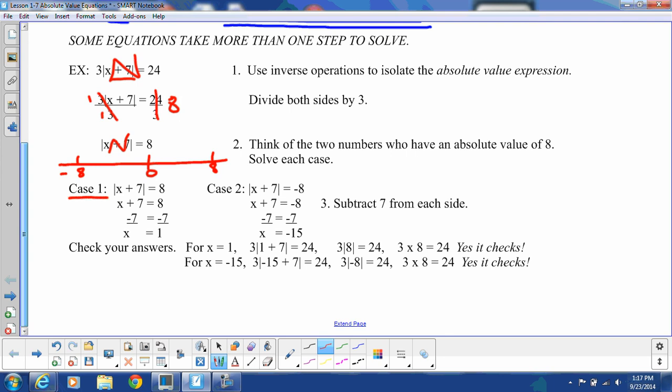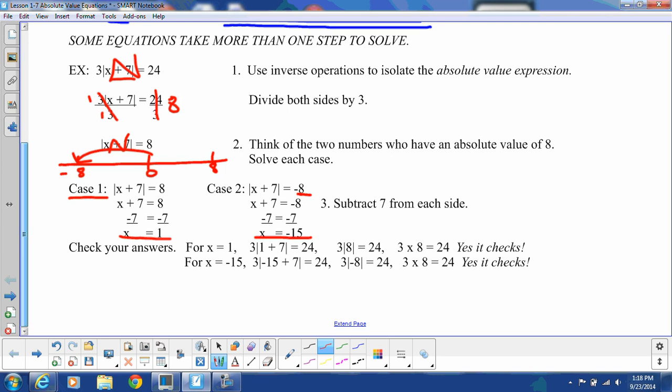In the first case, you set the absolute value of x plus 7 equal to 8. In the second case, you're going to set it equal to -8 because we're looking at the negative spot on the number line. Remove your absolute value signs, and you have x plus 7 equals 8, x plus 7 equals -8. We're going to solve these 2 simple equations by subtracting 7 from each side. For case 1, that gives you x equals 1. For case 2, -8 minus 7 is -15. You get x equals -15.